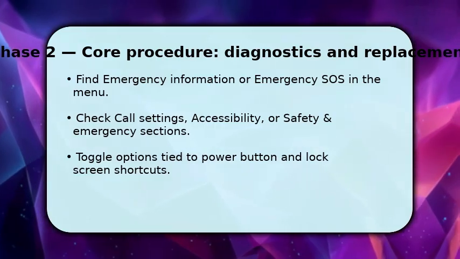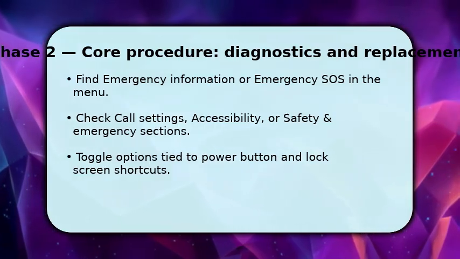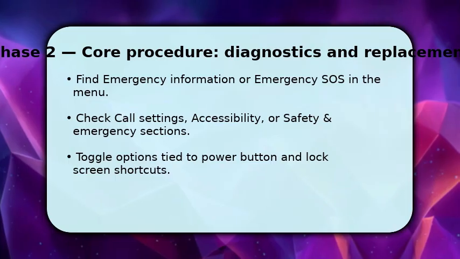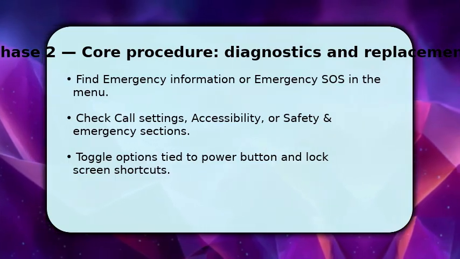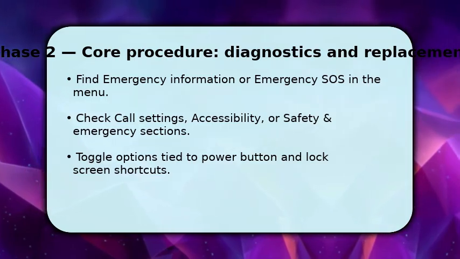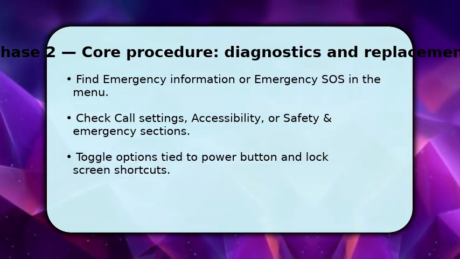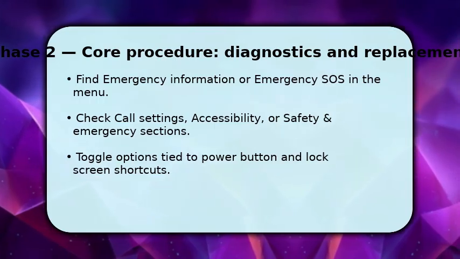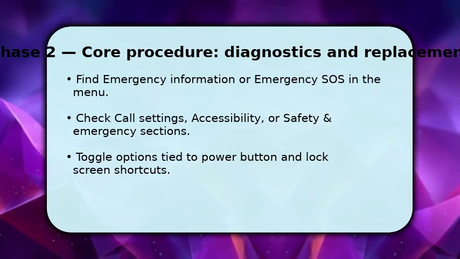You want to find the toggle that triggers emergency calls from the lock screen or via rapid power button presses. Turn that toggle off. This stops accidental calls. Make sure to confirm changes when prompted, since the system often asks for your PIN to apply security-related settings.